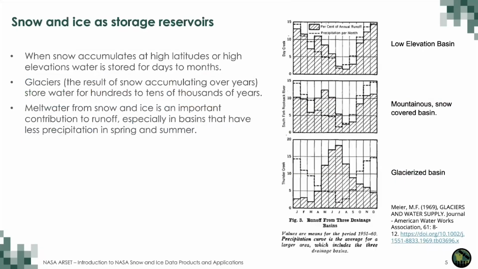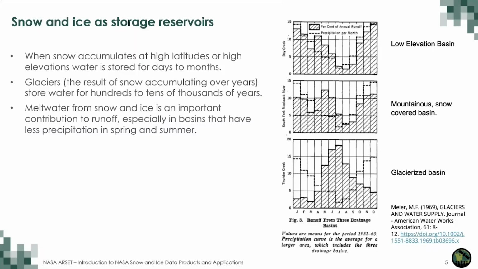Glaciers that form as a result of snow accumulating over many years store water for hundreds to tens of thousands of years, being the natural cycle of ice ages. And so meltwater from snow and ice is an important contribution to runoff, especially because of this storage in basins that have less precipitation in spring and summer, which is the growing season. So for agriculture, it's important.